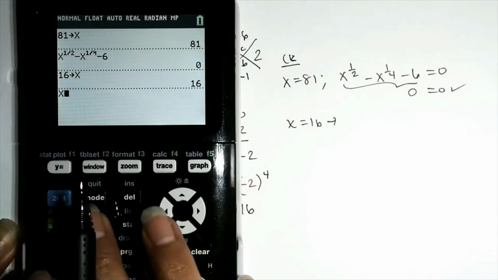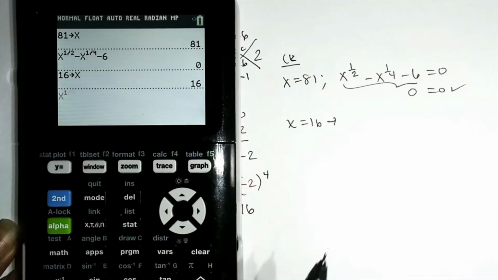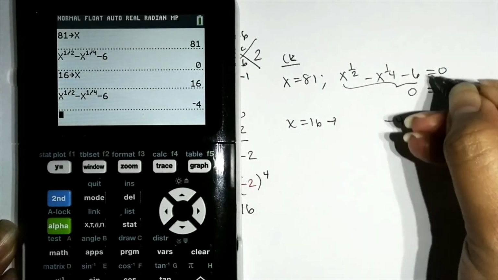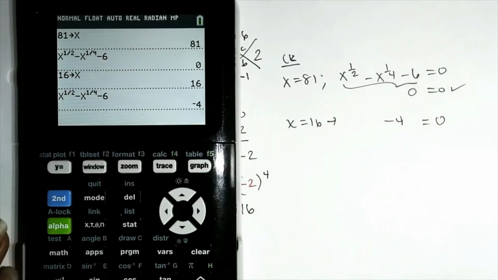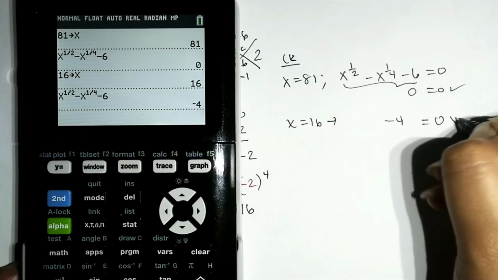So that gives us x to the 1/2 minus x to the 1/4 minus 6. And that leads to -4 on the left side. And on the right side equals 0. So last time I checked, -4 does not equal 0. -4 only equals -4. Okay, so this doesn't check out.